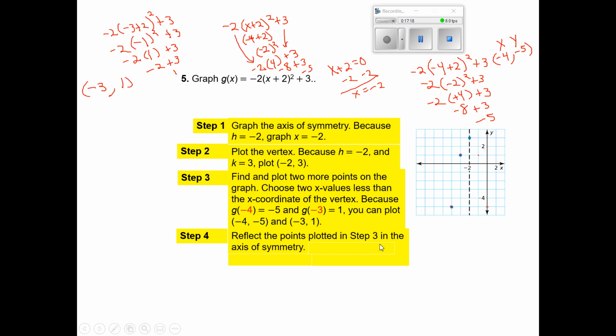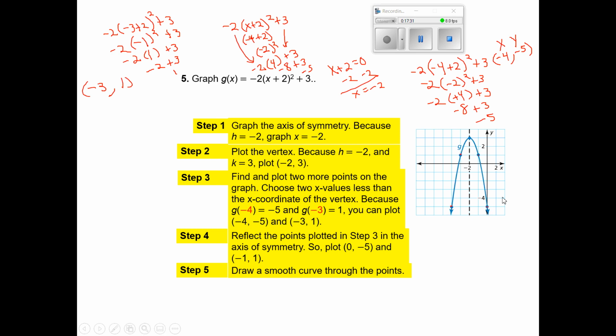It says right there, reflect the points. Once I've got those coordinates, negative 3 and 1, negative 4 and negative 5, I reflect the points, and that's going to give me those dots there that just came up. And then I just make my line, and there's my parabola. All right, let's move on.